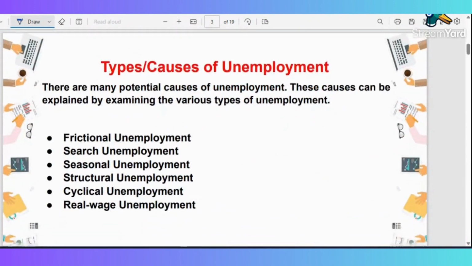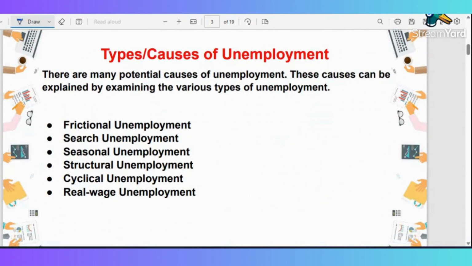So we have the different types of unemployment, right? And the types of unemployment are the same as the causes of unemployment. Now, there are many potential causes of unemployment. These causes can be explained by examining the various types of unemployment. So we have what we call frictional unemployment, search unemployment, seasonal unemployment, structural unemployment, cyclical unemployment, and we also have real wage unemployment. So we'll be looking at each of them individually.